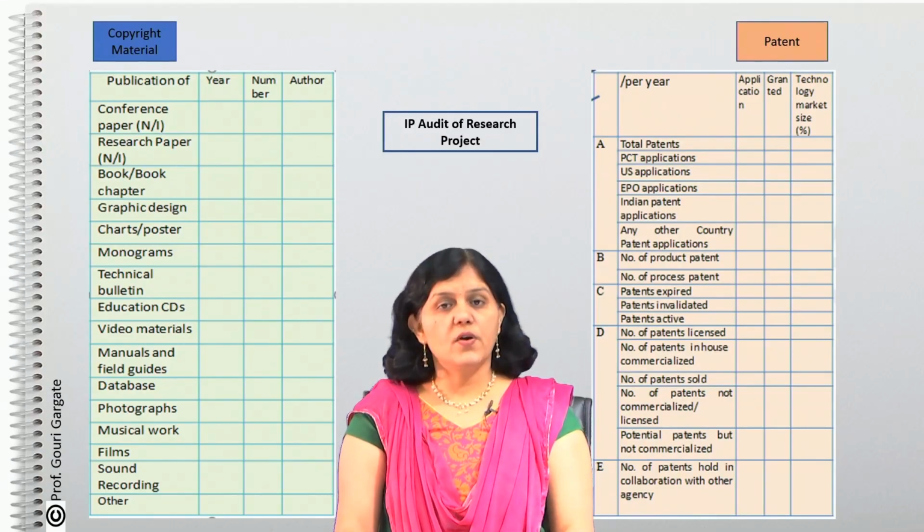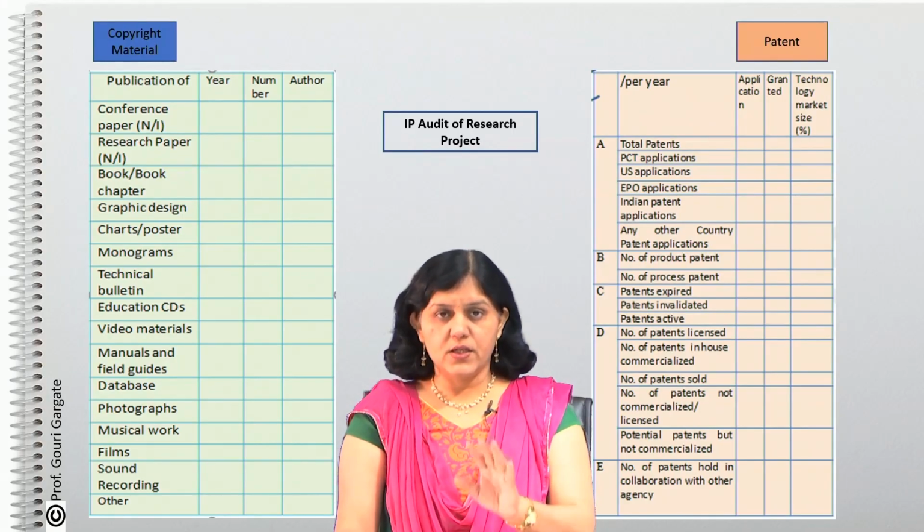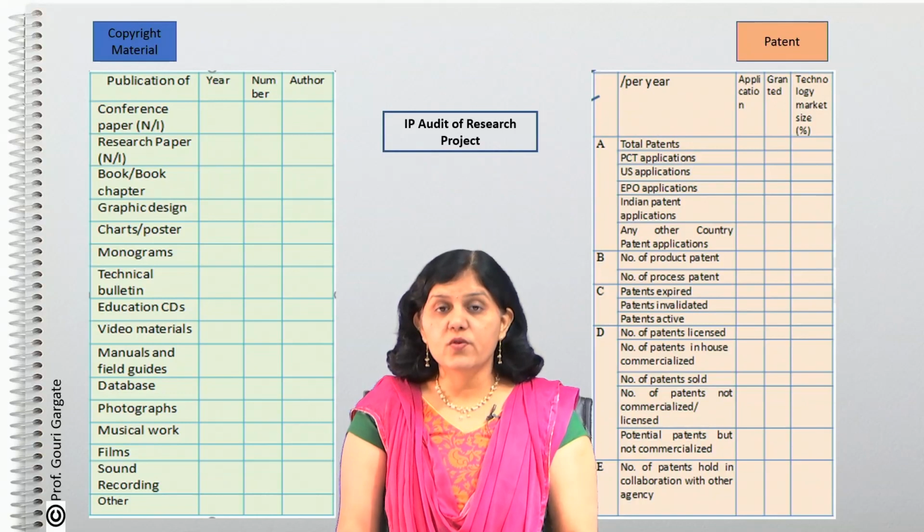Then process and product patent, that we have already seen. Then what is an EPO? I have explained, that is the European Patent Office. Then what is an active patent?